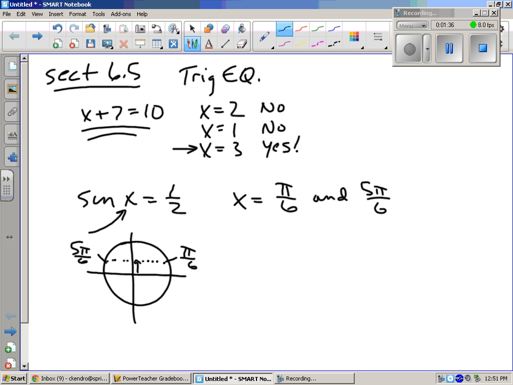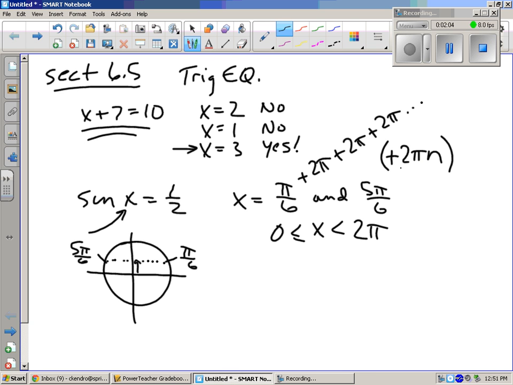Okay. Now, technically, this is happening for x between 0 and 2 pi. Technically, it could be infinite solutions because I could always add 2 pi to this many times and get lots of other answers that will still work. To represent that, the book writes it as plus 2 pi n. So if you ever see that, that just means they're including all answers, not just the ones from 0 to 2 pi.